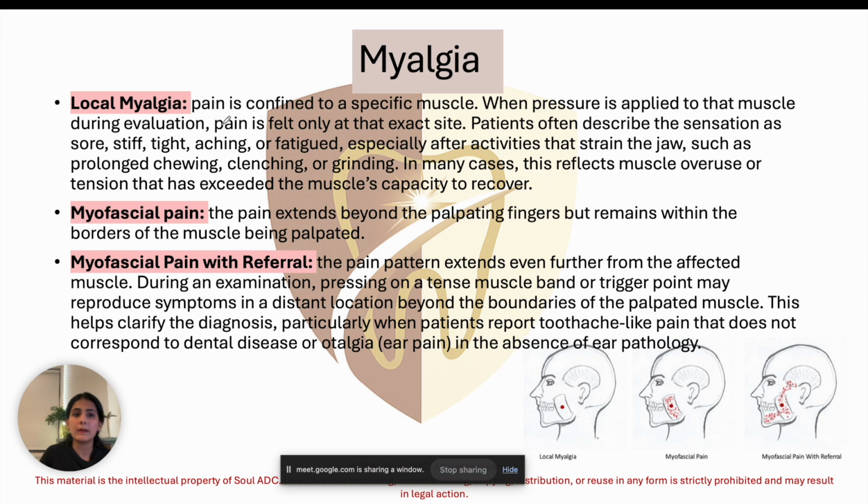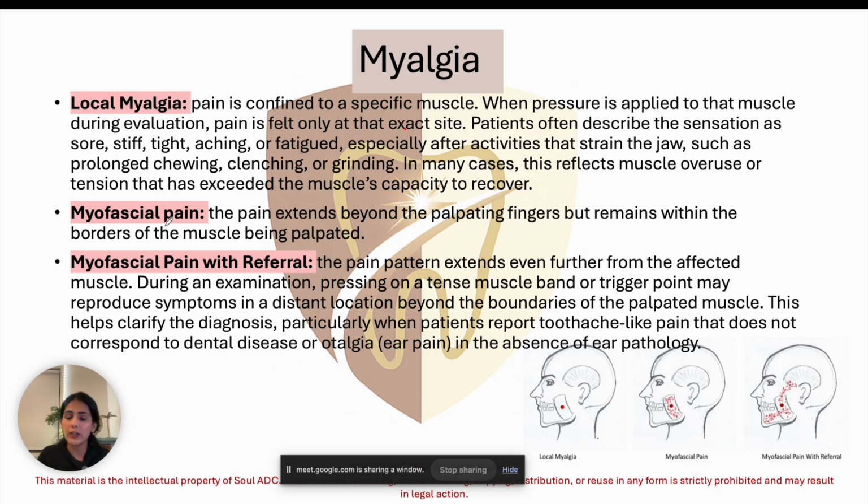Your local myalgia means pain is confined to a specific muscle. So whenever you touch, there will be pain at one specific spot. When pressure is applied to the muscle during evaluation, pain is felt only at an exact site. So here we see local myalgia only at one spot where the pain will happen. The patient often describes the sensation as sore, stiff, tight, or aching, or there could be fatigue, especially after activities that strain the jaw, such as prolonged chewing, clenching, grinding. All these can cause this problem, and that's your local myalgia that we are observing.